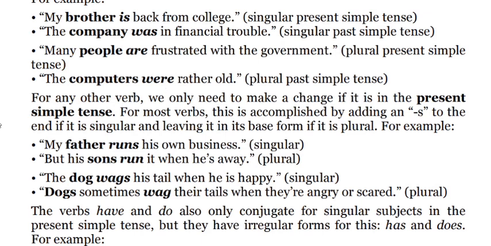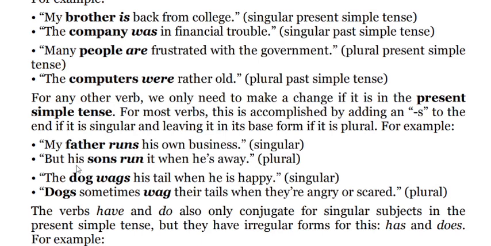For any other verb, we only need to make a change if it is in the present simple tense. For most verbs, it is accomplished by adding an s to the end if it is singular and leaving it in its base form if it is plural. For example, you can say, my father runs his own business. My father, a subject, the main doer. Runs means singular. When we add s, it represents singular.